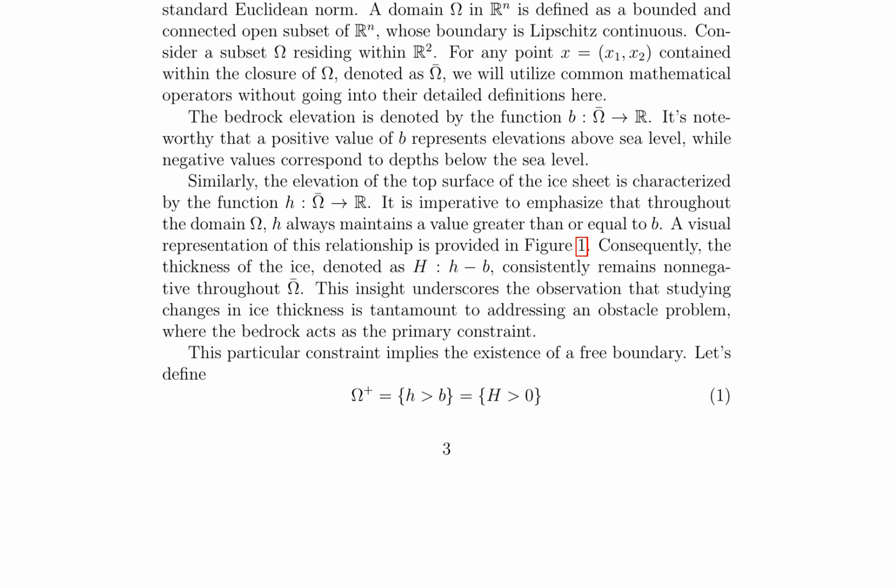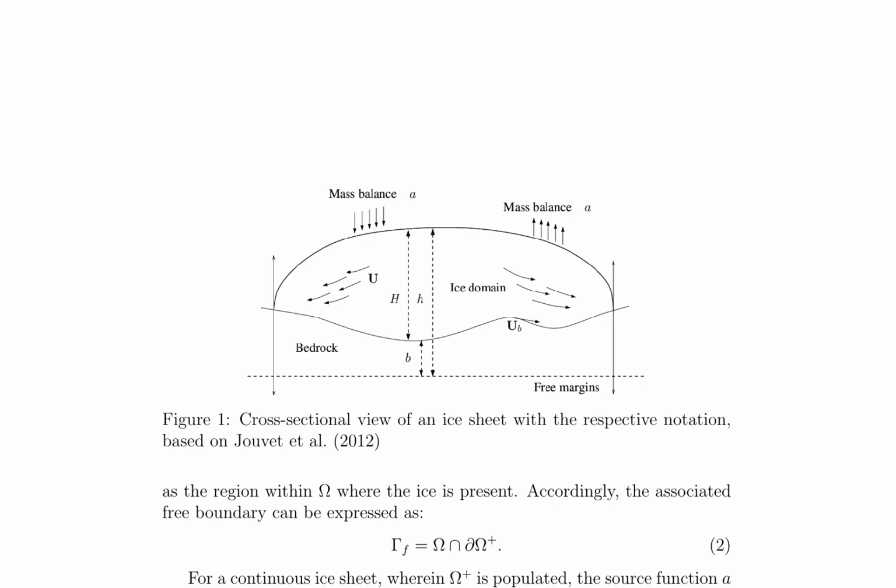The thickness of the ice, h, is consistently non-negative throughout omega, making it an obstacle problem where the bedrock acts as the primary constraint. This constraint implies the existence of a free boundary, defined as omega plus, where h is greater than 0. The cross-sectional view of an ice sheet, as presented in Figure 1, illustrates the notation used to describe the region where ice is present, denoted by omega. The free boundary, gamma f, is defined as the intersection of omega and its boundary, partial differential omega plus.